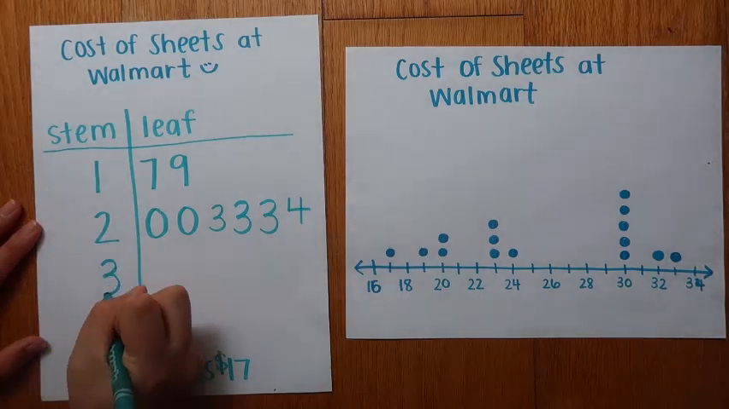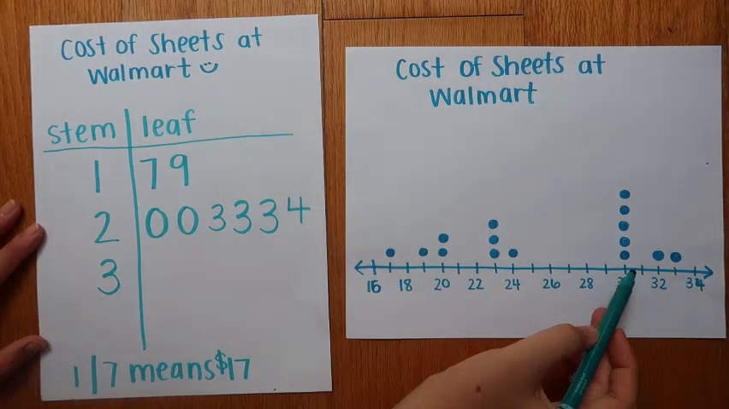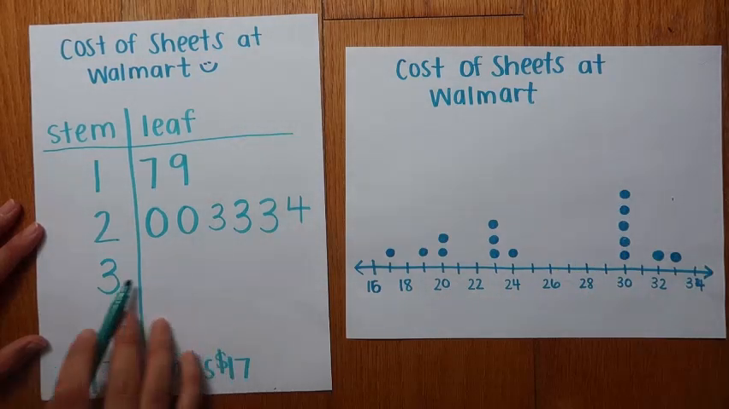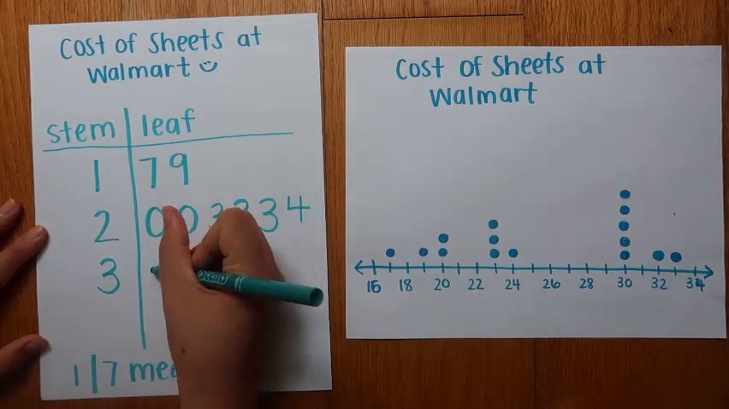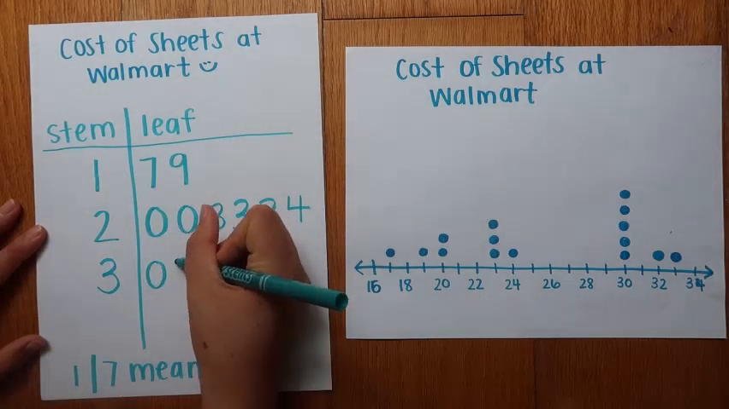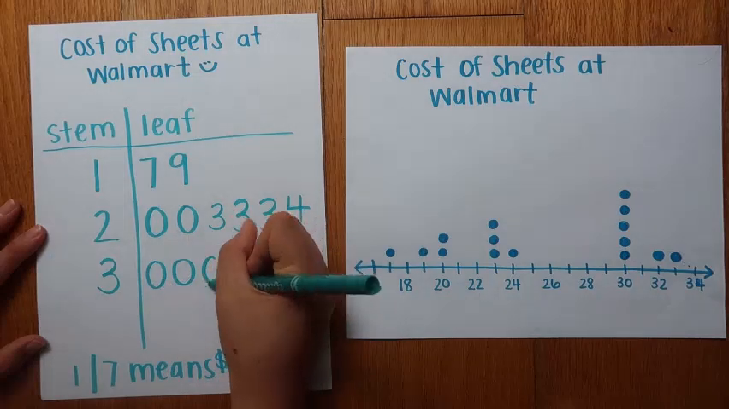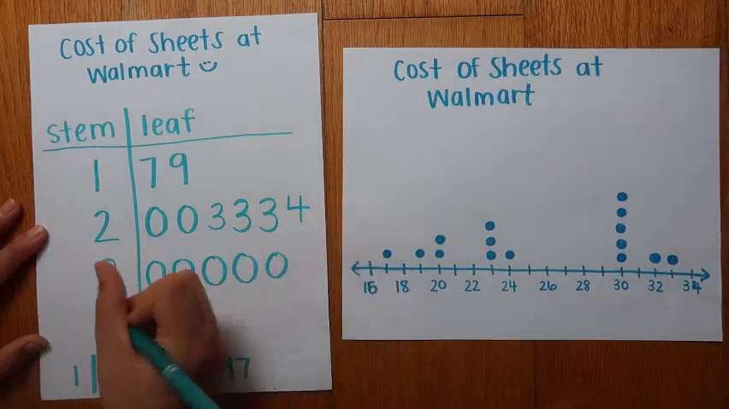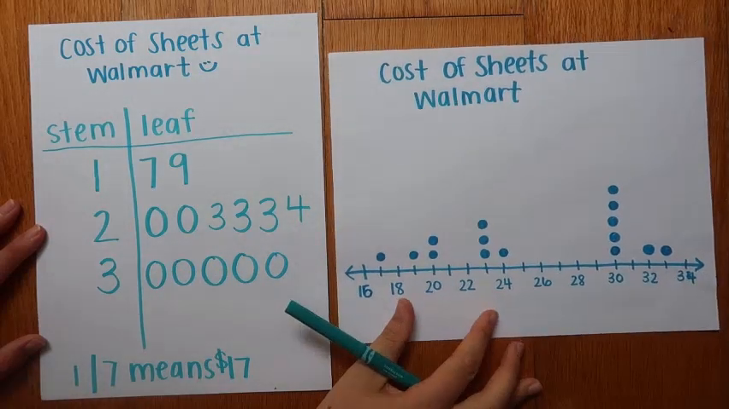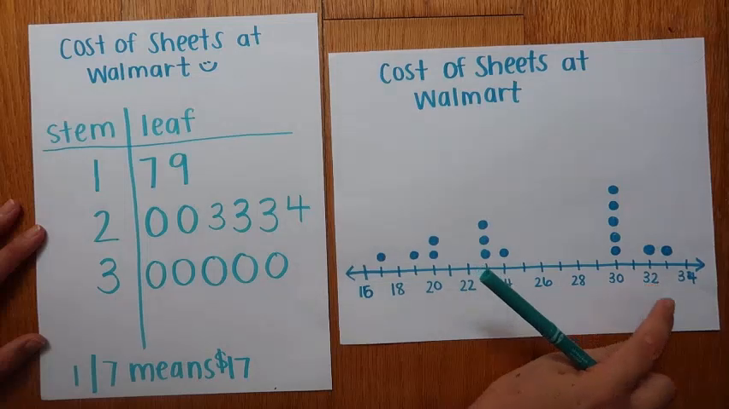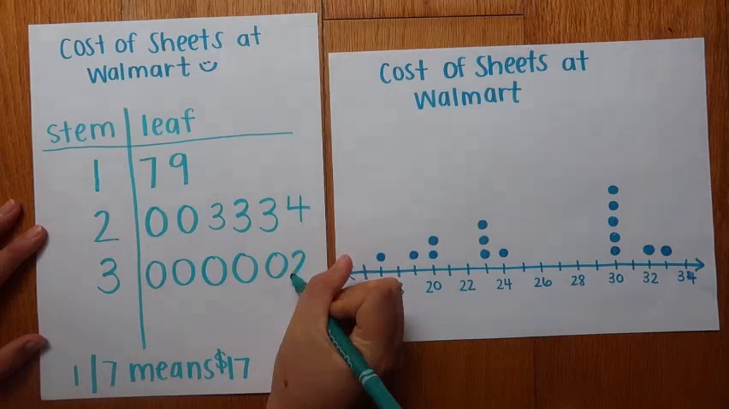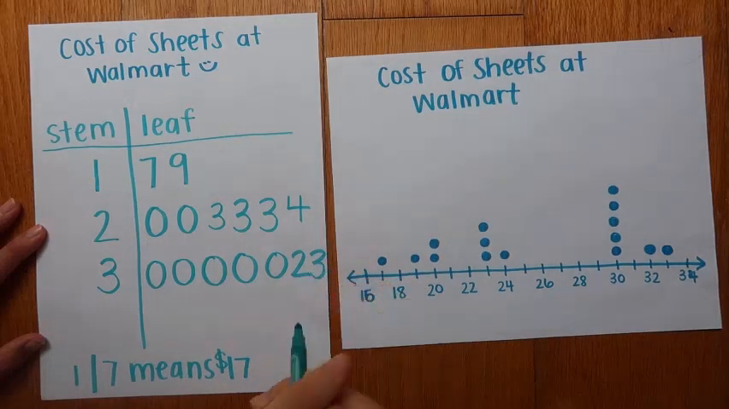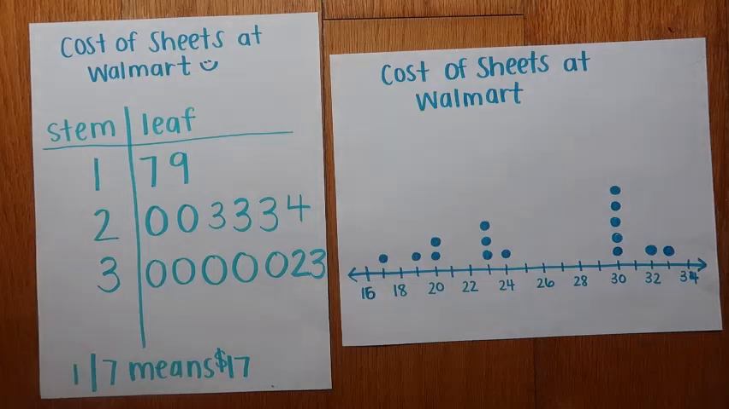We now have a 3 in the tens place, and it looks like I have 1, 2, 3, 4, 5 30s. So that means I need to have 5 zeros here because I need to make 30 five times. 30, 30, 30, 30, 30. Okay, and then I have 32, so I need to make 32, and then finally 33. Kind of almost ran out of space there.